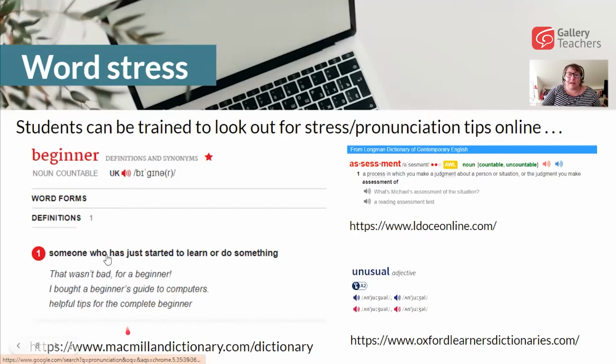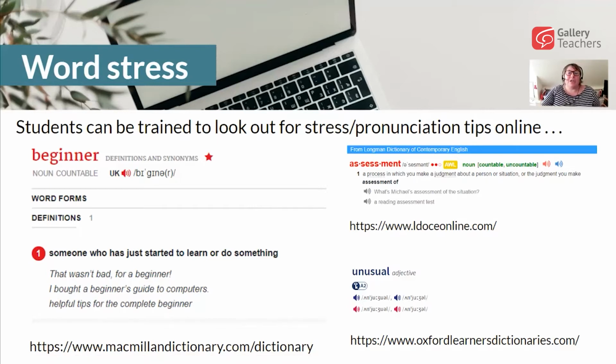So this one I've taken from Macmillan. I've just chosen to have a look at the word beginner. Again, you can see the little loudspeaker icon. So this is what the students have to click on. And then this one is from the Oxford Learners Dictionary. And this one is quite nice because not only can you hear the pronunciation, but it also gives them the phonemic script so they can start to become familiar with how vowel sounds look versus how they're pronounced, and also how consonant sounds look versus how they're pronounced.